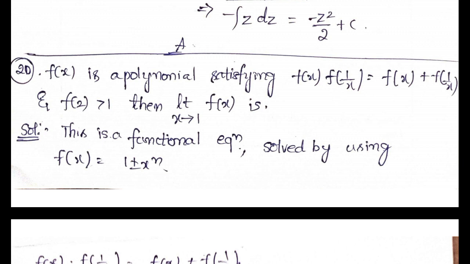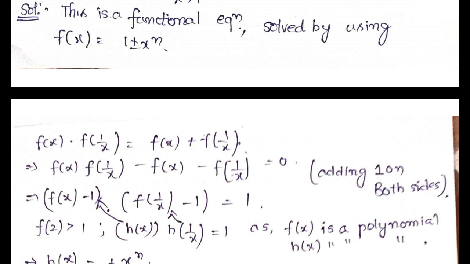Now here the functional equation asked is f of x into f of 1 by x is equal to f of x plus f of 1 by x. Also he has given that f of 2 is greater than 1, and he asked us to find the limit of x tends to 1 of f of x. Now the solution is, we have a direct formula for this case of functional equation. We can consider f of x is equal to 1 plus or minus x power n.